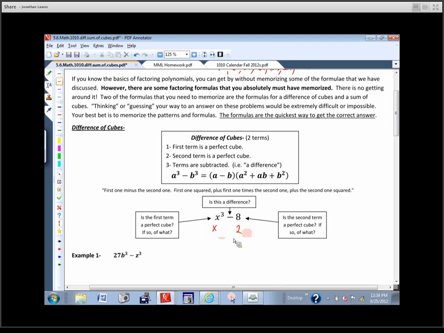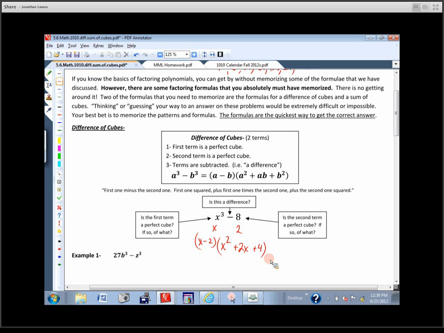So this is a difference of cubes. It fits that pattern right here. So this is going to be x minus 2. Then I start a set of parentheses. I'm going to start with a perfect square of x. I'm going to end with a perfect square of 2, so that's going to be a 4. I multiply these together, and I put a plus in front of it. So it's just x squared plus 2x plus 4.